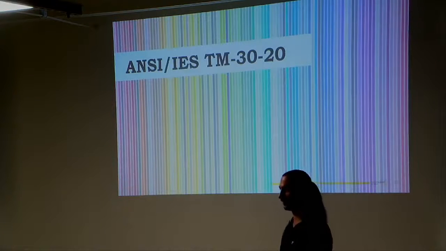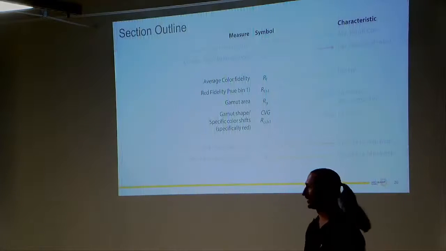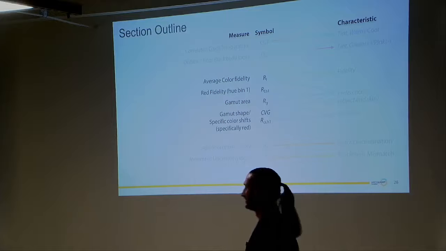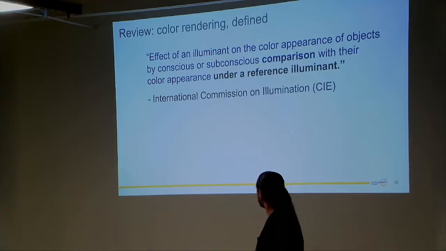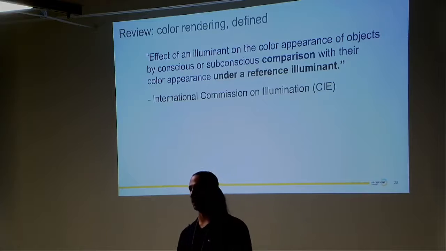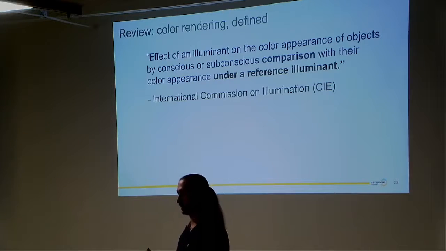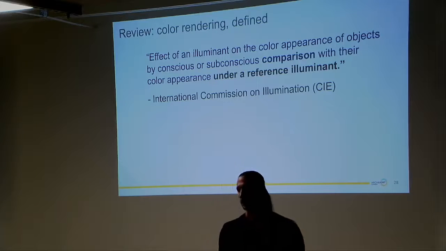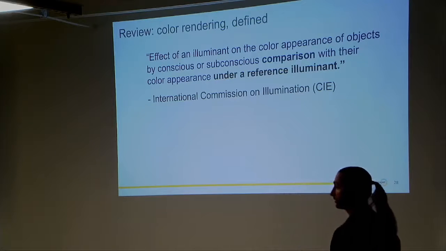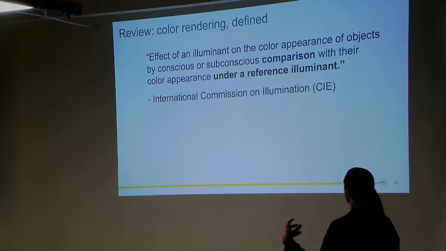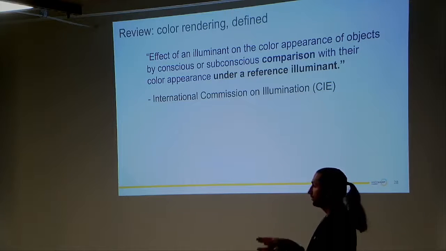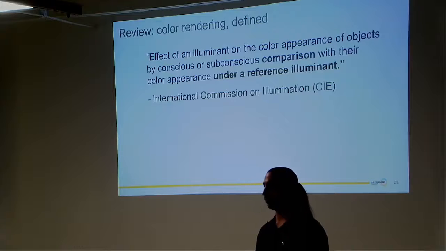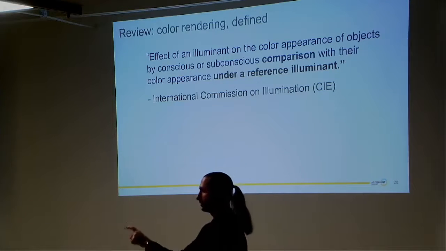So, with your mind thoroughly blown, we can start talking about color rendering. So, what is color rendering? I'm going to pull up a definition here. The International Commission on Illumination, the CIE, is the organization that standardized and maintains CRI. And this is how they define color rendering. I'm going to read it verbatim because I think there are some important concepts that we're going to have to hammer down. So color rendering is the effect of an illuminant on the color appearance of objects by conscious or subconscious comparison with their appearance under a familiar reference illuminant.